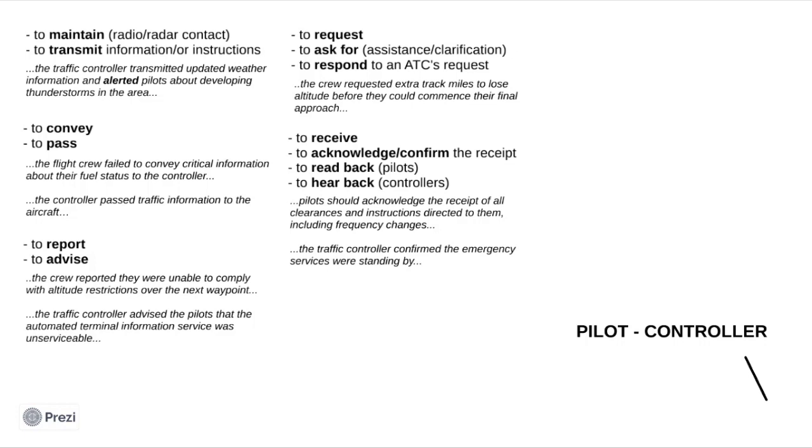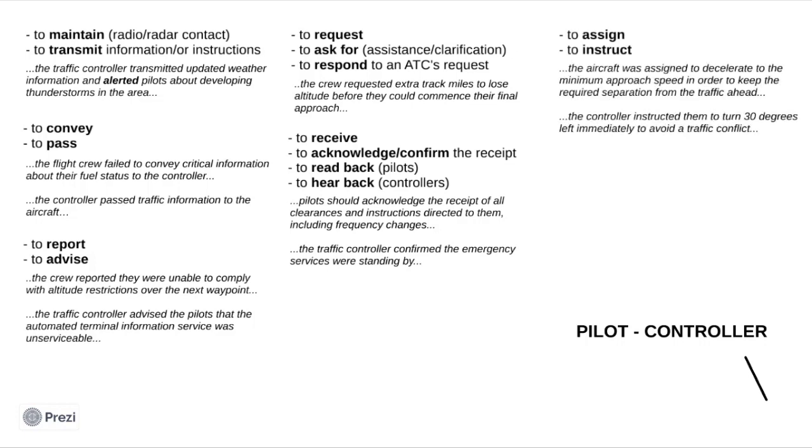As for the controller's actions, we commonly use to assign or to instruct. The aircraft was assigned to decelerate to the minimum approach speed in order to keep the required separation from the traffic ahead, or the controller instructed them to turn 30 degrees left immediately to avoid a traffic conflict. Also, to vector, to direct, to guide, or suggest may be helpful here.